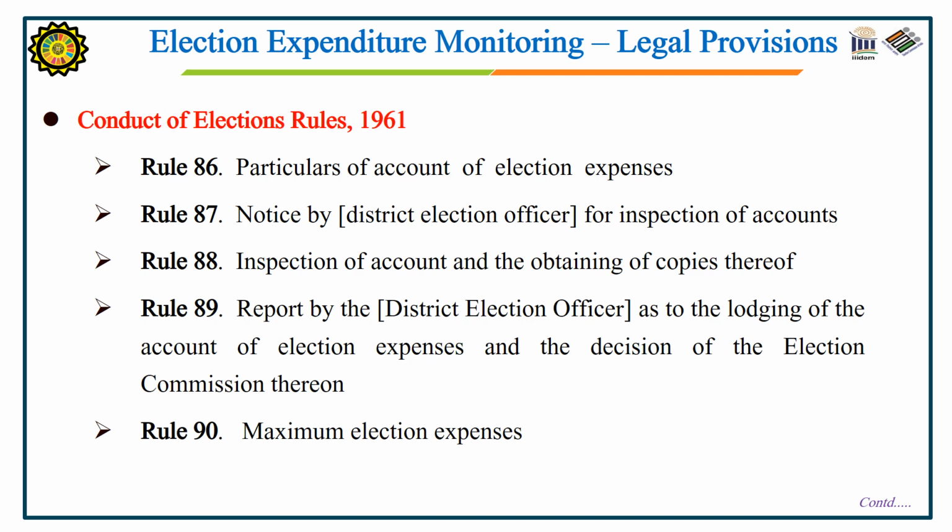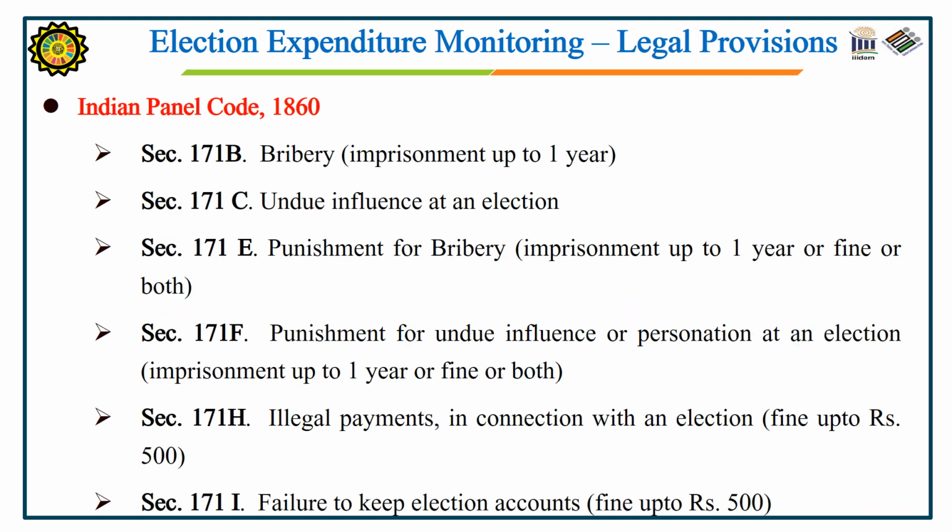Rule 88, inspection of account and the obtaining of copies thereof. Rule 89, report by the district election officer as to lodging of the account of election expenses and the decision of the Election Commission thereon. Rule 90, maximum election expenses. Now we will see the provisions under the Indian Penal Code 1860.